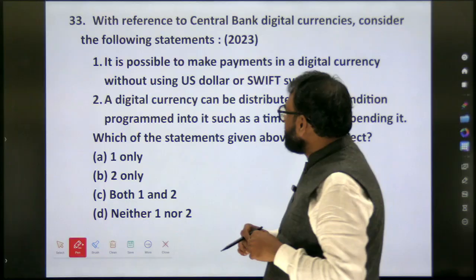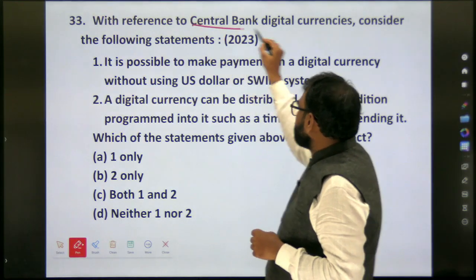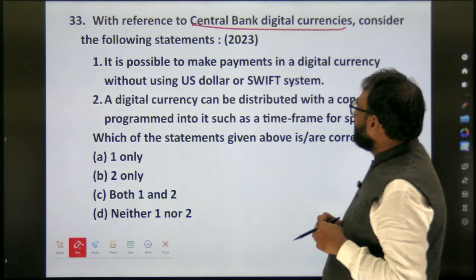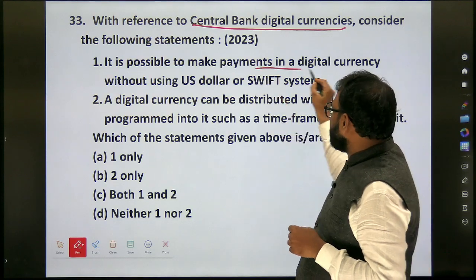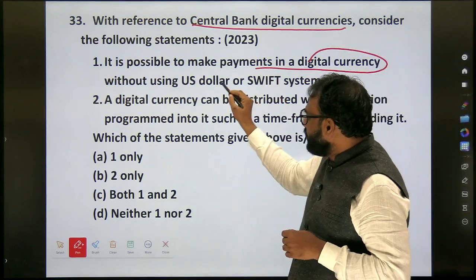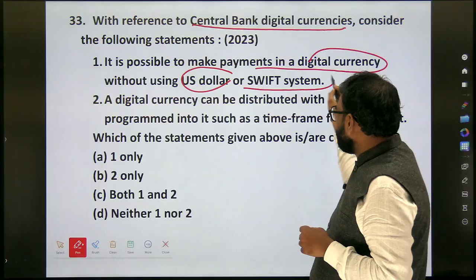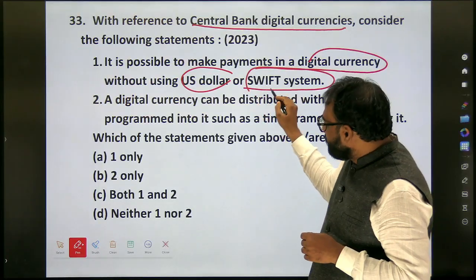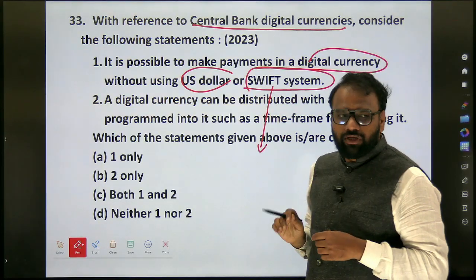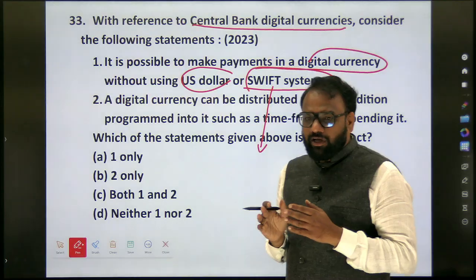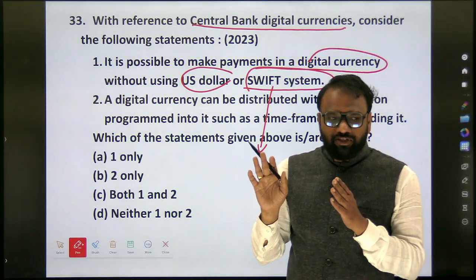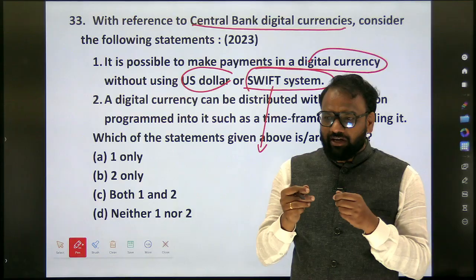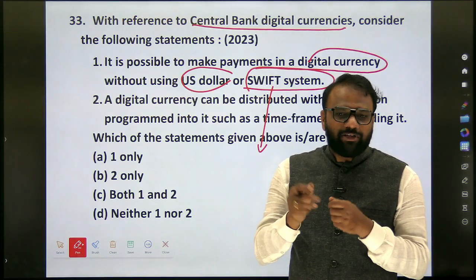With reference to central bank digital currencies, consider the following statements. It is possible to make payments in digital currency without using US dollar or SWIFT system. This SWIFT system appears in the newspaper. So, what is SWIFT system? It is for international transactions of money. This SWIFT system will not directly help you with the transaction, but it will help in the exchange of messages.